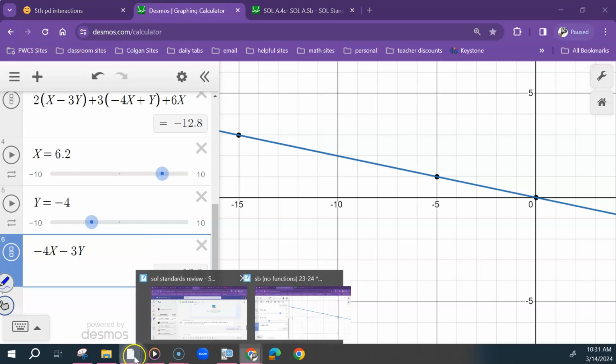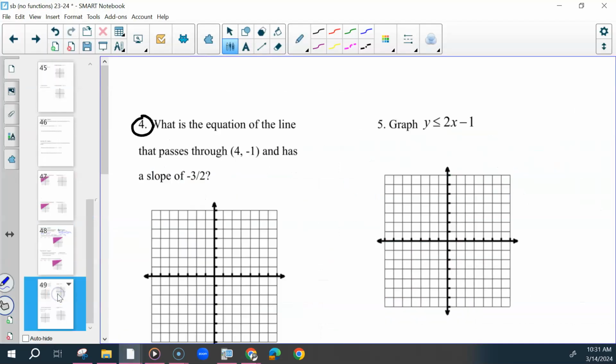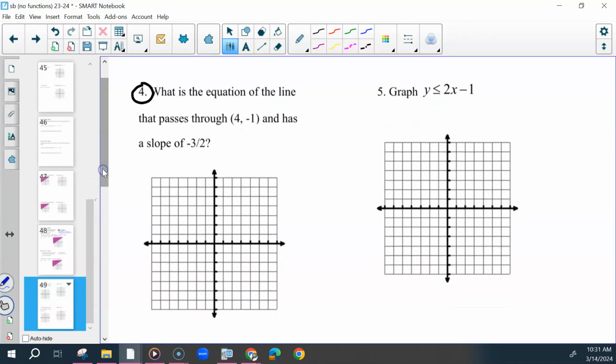If you were just using the graph, you know it goes through 4, -1, sorry. And we have a slope of -3/2, so if I apply that slope, I'm going up 3 to the left 2 as many times as possible. And using this, I can say my equation is y equals -3/2x plus 5.